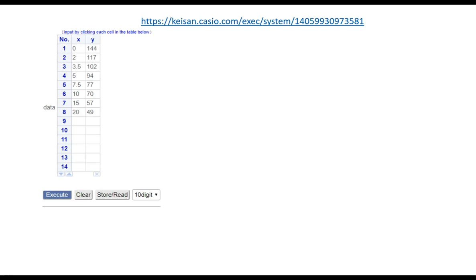Now this one is pretty simple. When we get there, we see a table and it has a place to put X and Y values. The table may have some values in it already. If it has values in it, you need to hit clear in order to clear those values. And then we're going to put in our data.